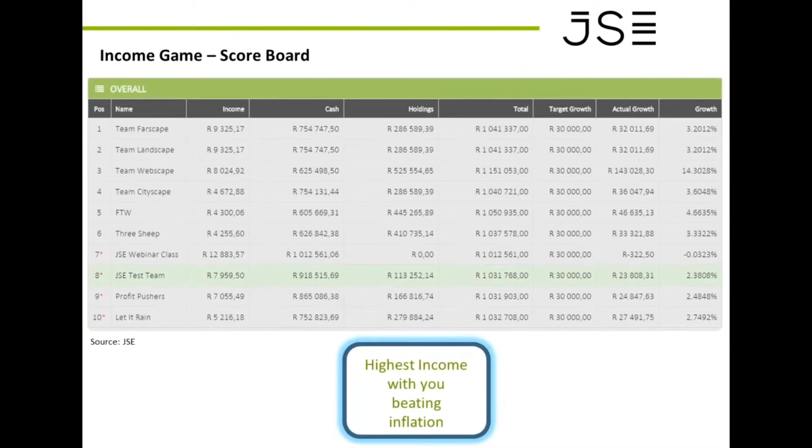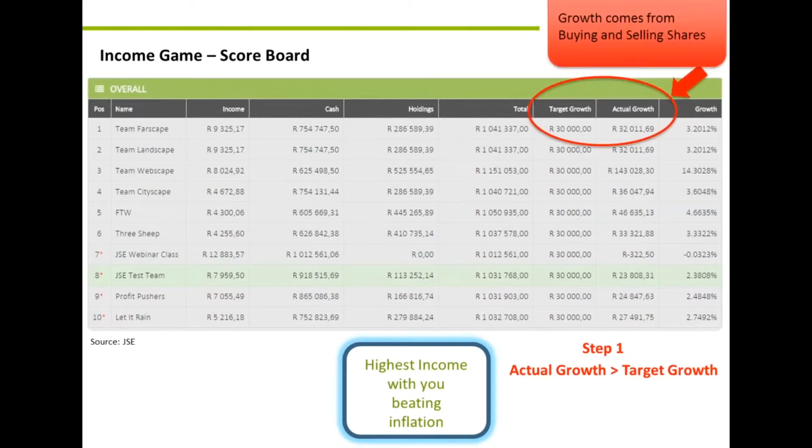I go to the next slide and I show you the scoreboard. Now this is a previous scoreboard. The scoreboards have all been reset, but the first thing, and it's important, is that you need to make sure that you're above 30,000 Rand, and that is the inflation at 3% for the duration of the game. You need to get higher than 30,000.